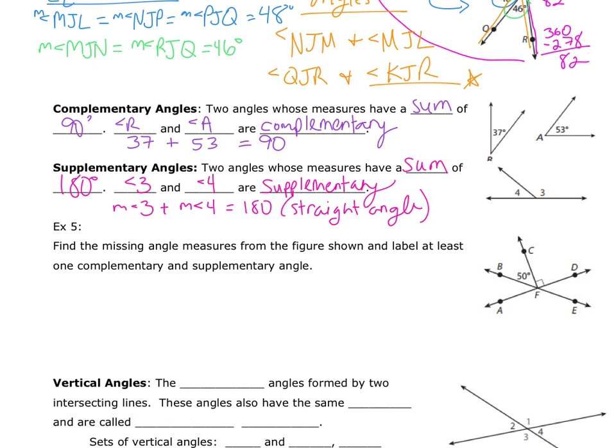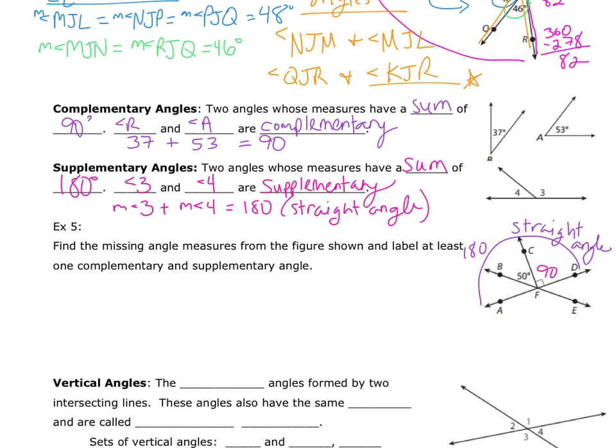So in our example number 5, we need to find the missing angle measures again from our picture and then label at least one complementary and supplementary angle in our picture, but we need the degrees before we can do that. As you can see, we have 90 degrees right here. Sometimes it's nice to see the actual 90 degrees. And what you want to look for are any straight angles, because we know that a straight angle is 180 degrees. And this angle right here is a straight angle. That means that I know that all together will equal 180 degrees.